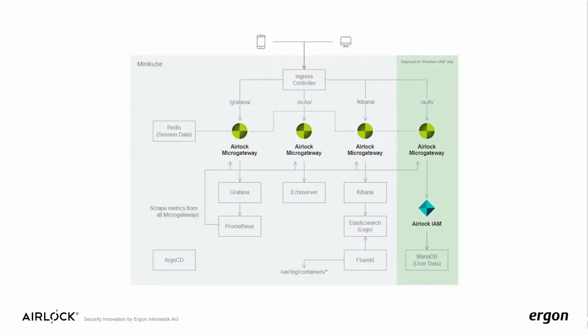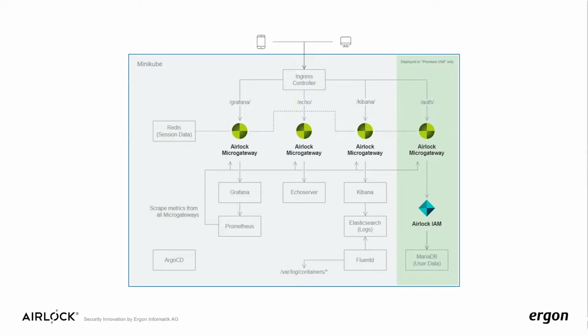Let's have a look at the architectural overview of the Minikube example. As mentioned before, we demonstrate the premium version of the example, which covers the gray part on the left and the green part on the right as well. On top of the architecture, we have a user on a computer or mobile device who tries to access a service. Then the rest of all the components, services, Airlock microgateways, Airlock IAM, and so on are deployed in Minikube.